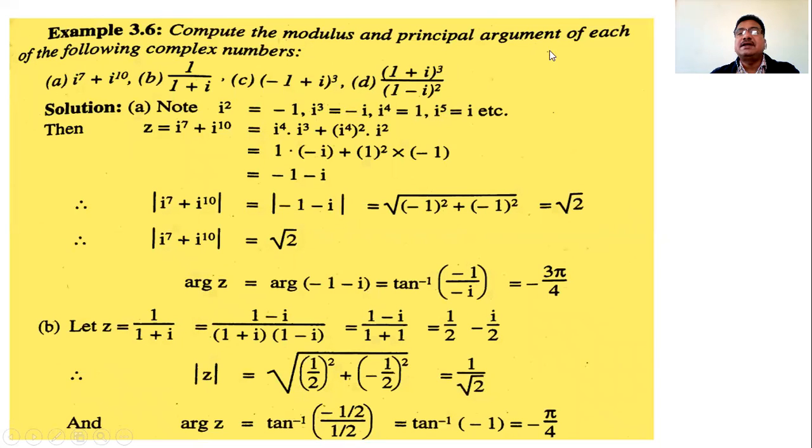Find the modulus and principal argument of each of the following numbers. First, i raised to 7 plus i raised to 10. So what is i square? i square is minus 1. What is i cube? i cube is i square into i, that is minus 1 into i, which is minus i.